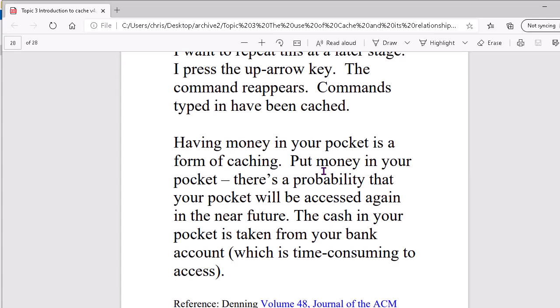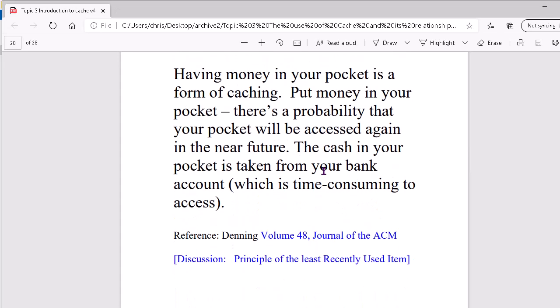And here's another example. Having money in your pocket is a form of caching, or having money in your purse is a form of caching. If you put money in your pocket, there's a probability that your pocket will be accessed again and again in the near future. The cash in your pocket has been taken from your bank account, which is fairly time consuming to access. You perhaps have to go into the bank and ask for £10 cash, or go to the cash machine and get £10 out. It takes time. Keep the cash in your pocket, and so on.